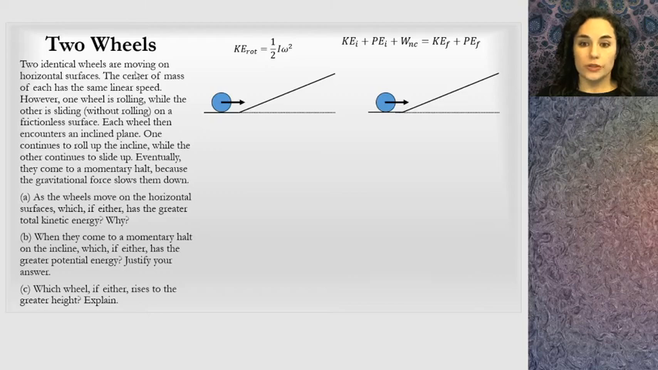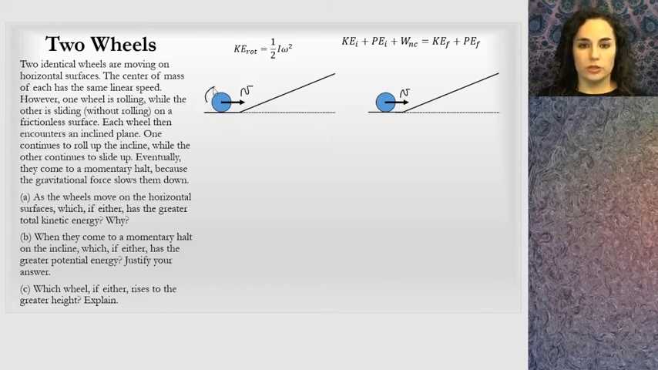Two identical wheels are moving on horizontal surfaces. The center of mass of each has the same linear speed, so I can label this vector forward from the center of mass V. However, one wheel is rolling while the other is sliding without rolling on a frictionless surface.